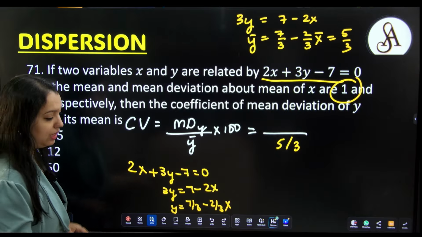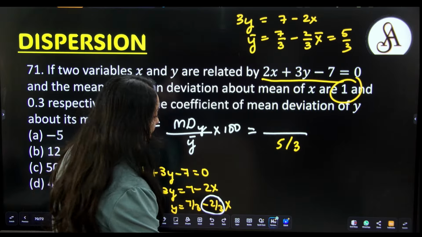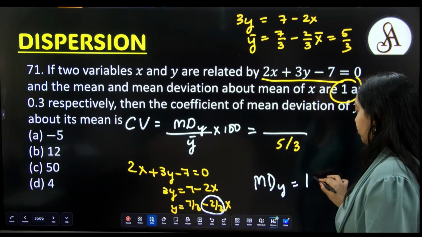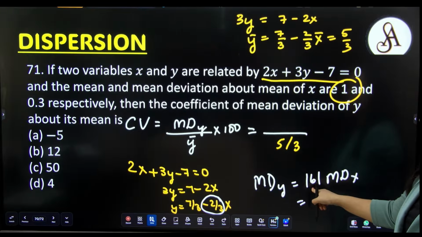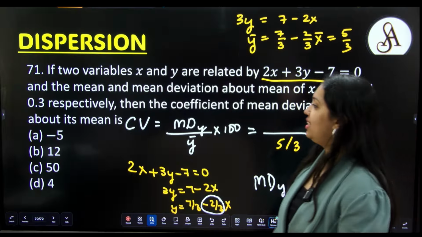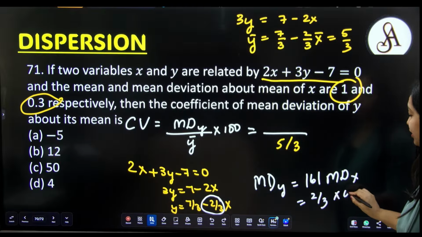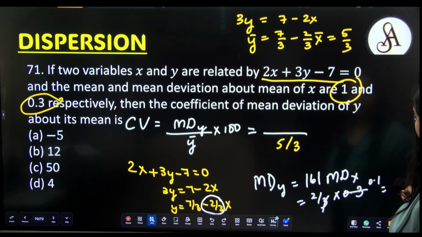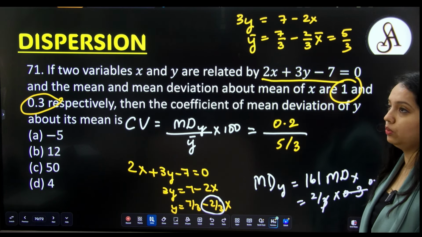What is there along with x? We consider this as my b value. I need modulus b. Mean deviation of y is given by the formula modulus b into mean deviation of x. Modulus b is 2 by 3, ignore the negative sign, into mean deviation of x, 0.3, given in the question. You guys know how to do the calculation. 2 into 0.1 is 0.2. This will go in my numerator, 0.2.